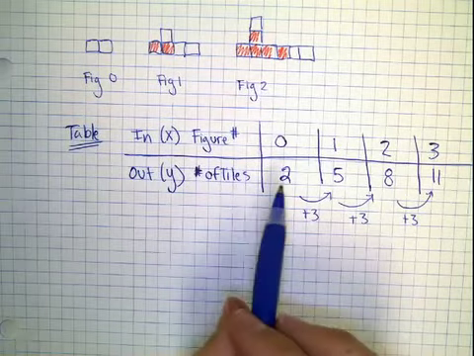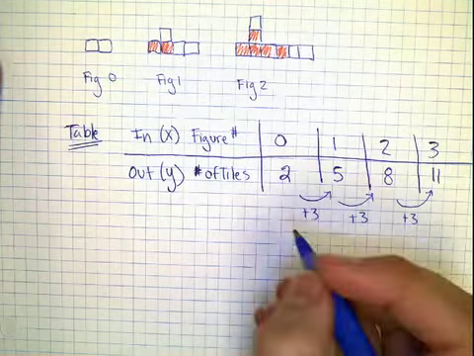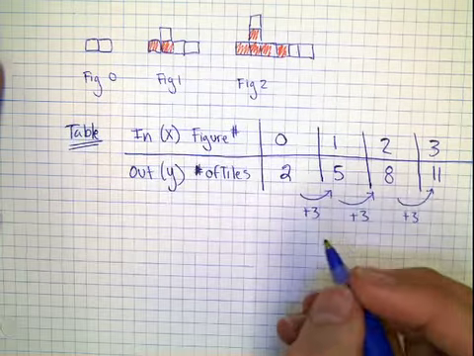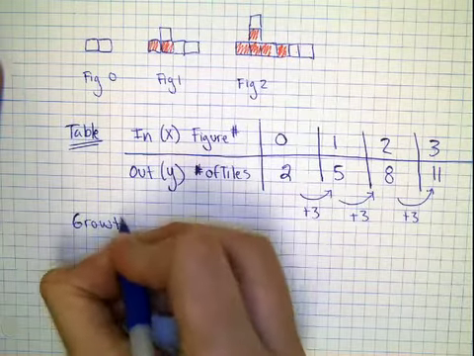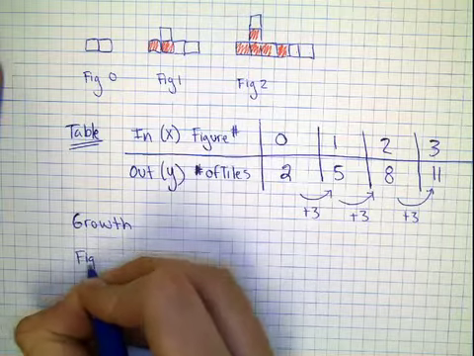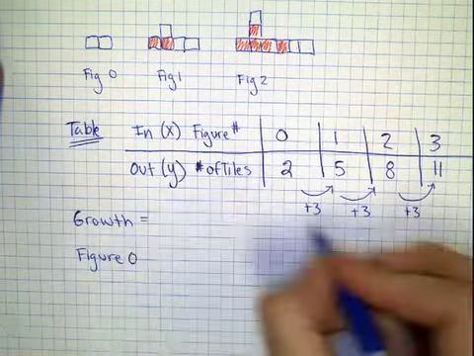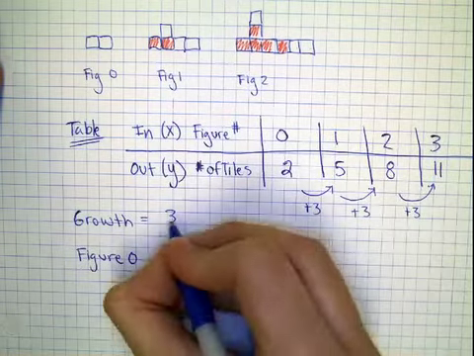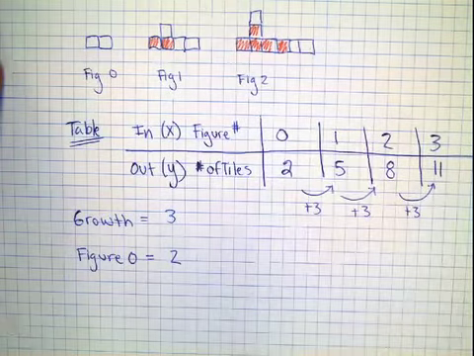You want to set up a table with at least the first few figure numbers in it. Then after you get a table, you need to be able to find 2 things. The growth of the table and what is figure 0. Because those are going to be what help you write a rule. Now we know what the growth is. It's adding 3. So the growth is 3. We know figure 0 has 2 tiles. So we have 2 tiles.